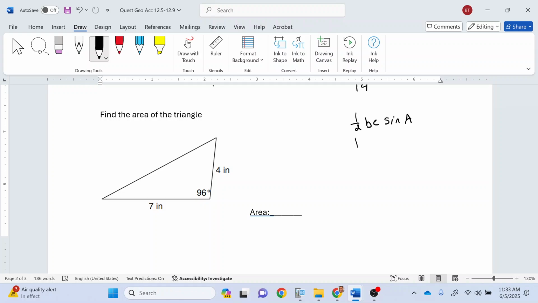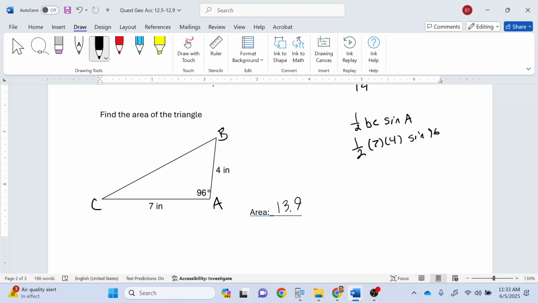Good. So I'm just going to plug it in. 1/2. If I'm calling this one A, this is B, this is C. Which one you call B and C actually does not matter, to be honest. But 1/2 times 7 times 4 times sine of 96. Again, just plug it in your calculator. Can't do anything else. You should get 13.9 if you plug it in correctly.